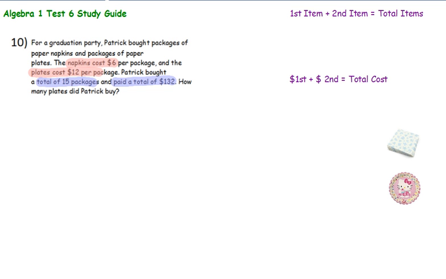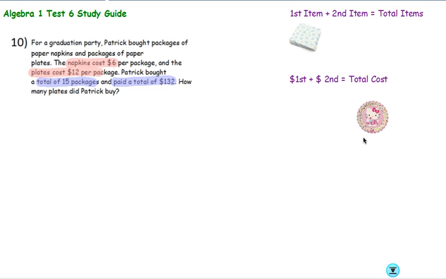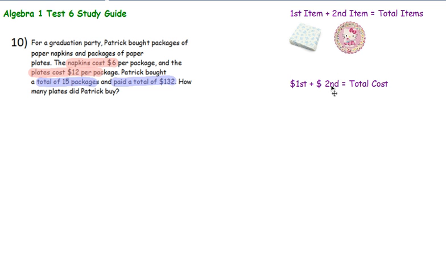So let's just get a little visual on this. I got some napkins and plates here, right? So here's your two items. You bought some napkins plus you bought some plates. And yes, those are Hello Kitty plates. Don't hate. Patrick wanted some Hello Kitty plates for his graduation, so it's his big day, we'll let him have it. So we bought some napkins, we bought some plates.